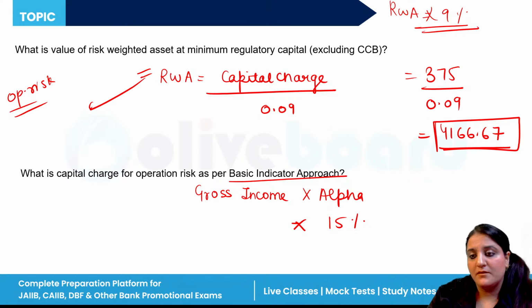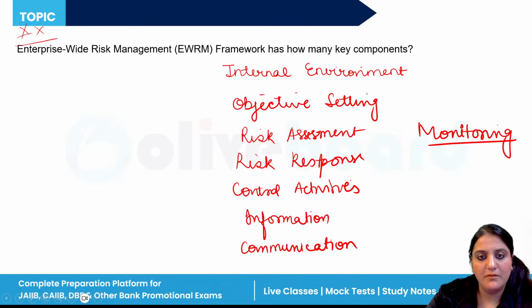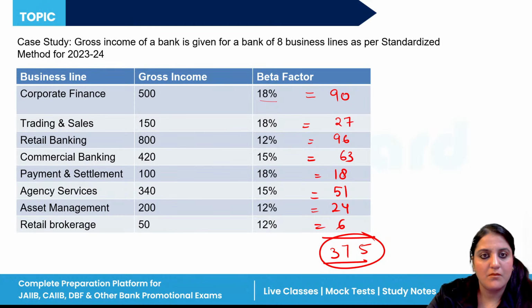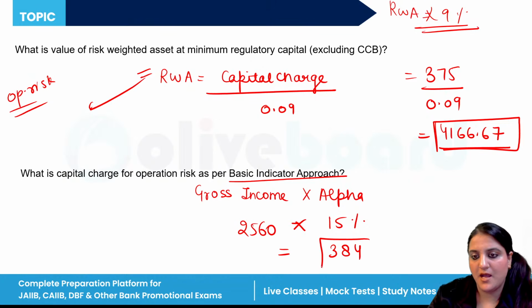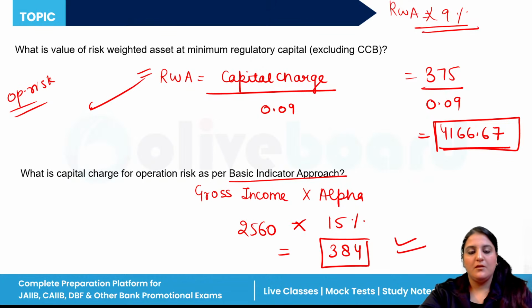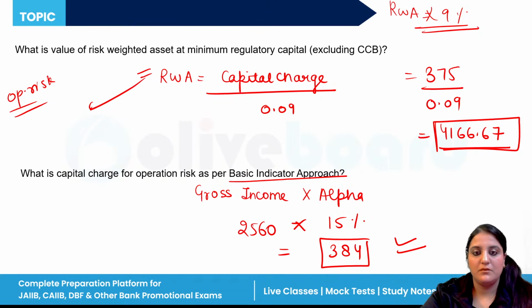And what is the gross income? We have to add these. So this is 2560. So 2560, find the 15% of this. So it is equal to 384. So this is the answer. Clear? I hope that this is clear.